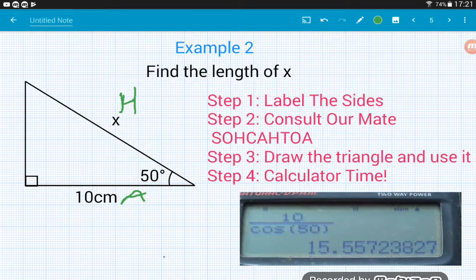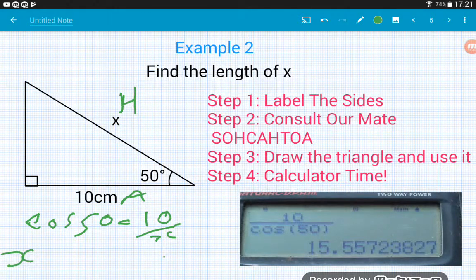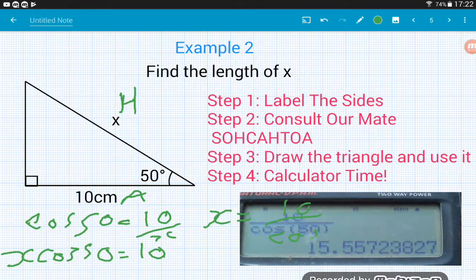So if we used our cos identity, we would know that cos of 50 is equal to the adjacent divided by the hypotenuse. Now the troubling thing here is that what we're after is on the bottom of a fraction, so we would first of all multiply by x, so we'd get x cos 50 is equal to 10, and then to get x on its own, we would divide by cos of 50, and again get x equals 10 divided by cos 50.